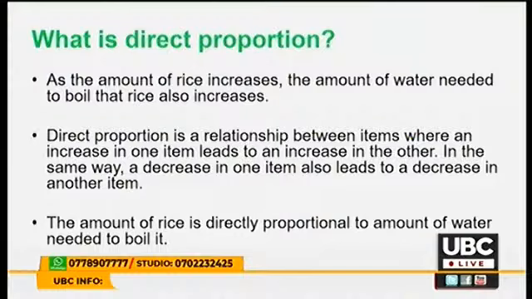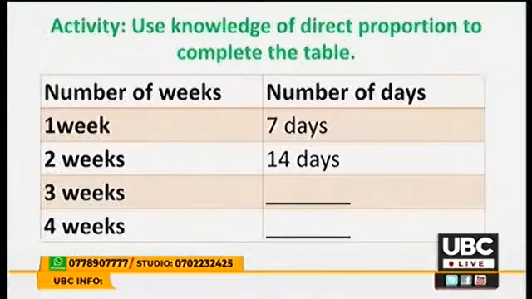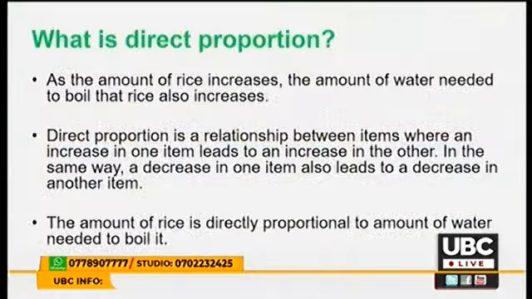So using our example of the rice, the amount of rice is directly proportional to the amount of water needed to boil it. The moment you increase the rice, you have to increase the water in the same proportion. Let's look at another activity to further explain direct proportion.